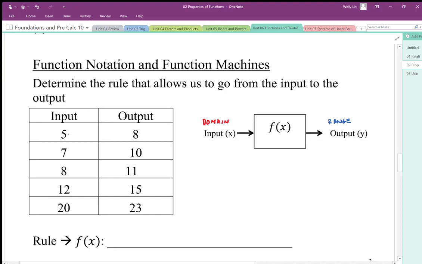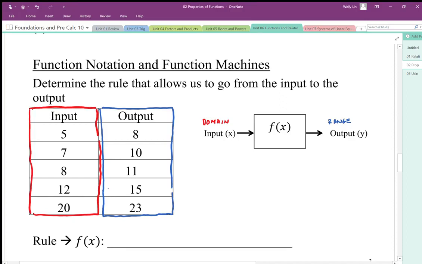So here we have an input of 5, which I'm going to highlight in red here. These are all what I put inside. There's my input. I input 5. My output is 8. That's my range. So this represents my range. If I input 7, I get an output of 10, input of 8, output 11, input of 12, output of 15, input of 20, output of 23.